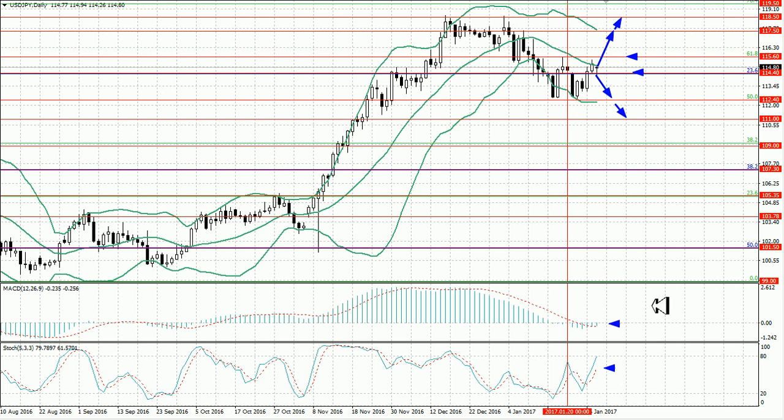In this situation, long positions can be opened above the level of 115.60 with the target at 117.50. In the case of a breakdown of the level of 114.40, short positions could be opened with the target at 112.40.